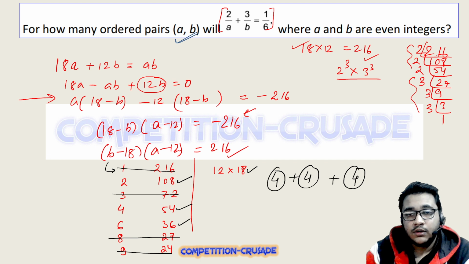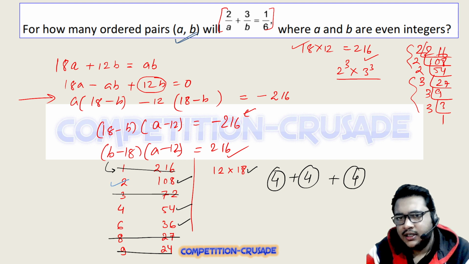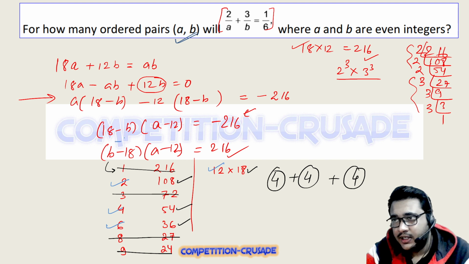Okay, and for the ones who are not appreciating this thing, let's do one thing. Let's manually try to understand. So negative 2 and negative 108 will work. Negative 4 and negative 54 will work. Negative 6 and negative 36 will also work. Negative 12, if I substitute negative 12 over there and negative 18 over there, does this work? Yes, it will work. So 4 more cases.